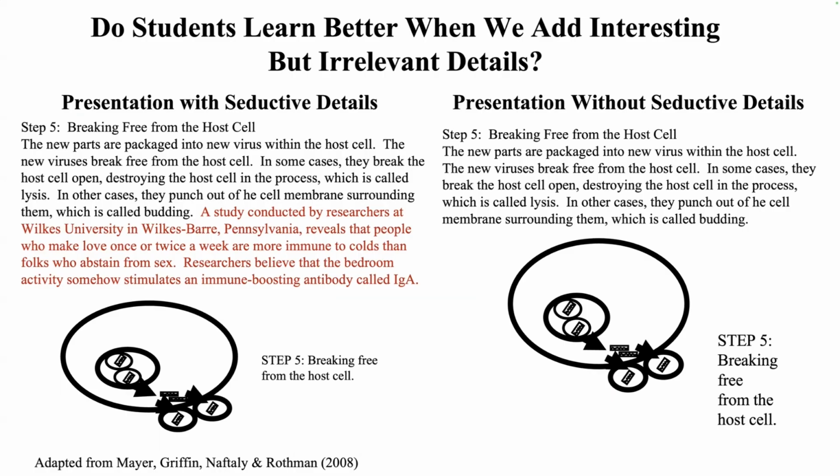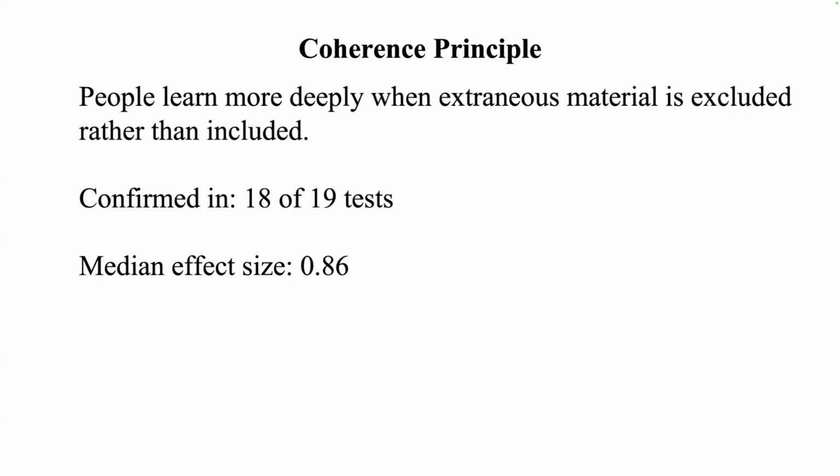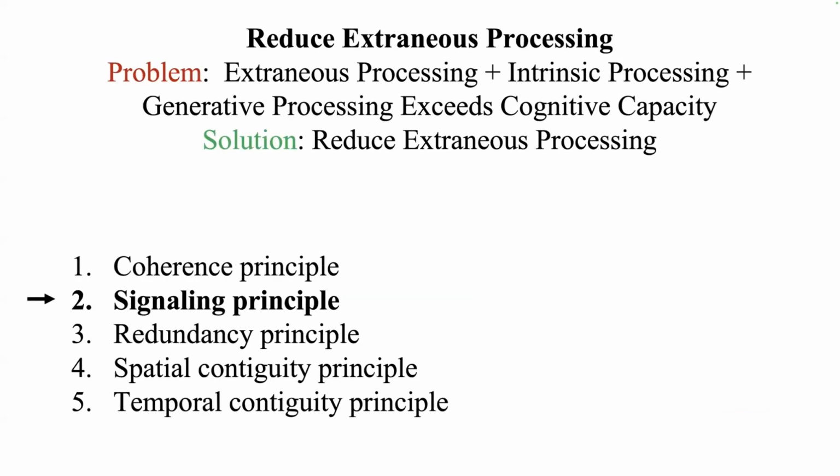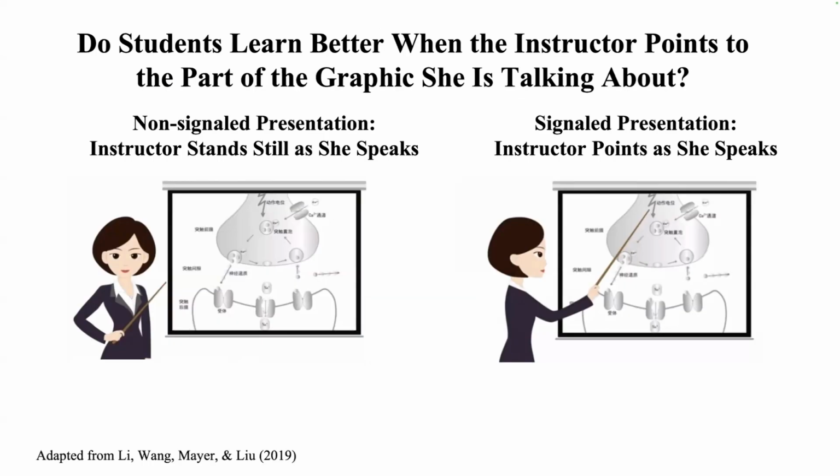The version on the right does not have those seductive details, but people learn better from the version on the right. So this is a case where less is more. In 18 out of 19 studies, people learn more deeply when extraneous material is excluded rather than included, with a very large effect size of 0.86. If we can't eliminate the extraneous material, at least we can highlight the important material. That's what we do with signaling.